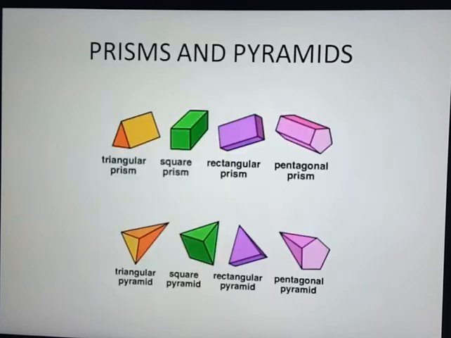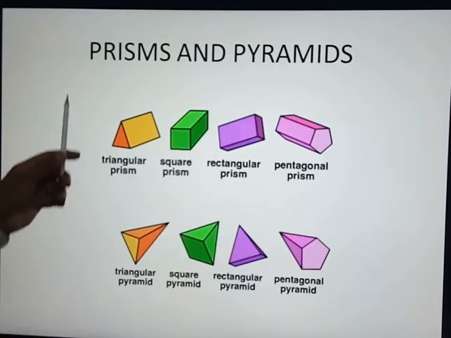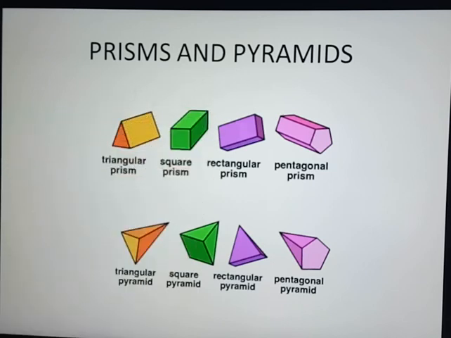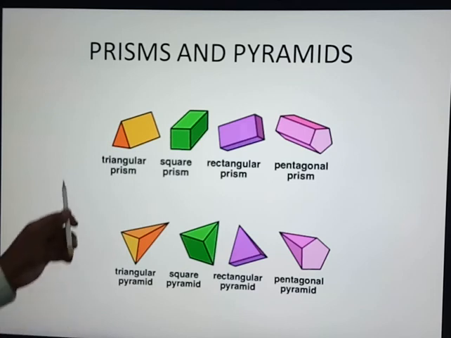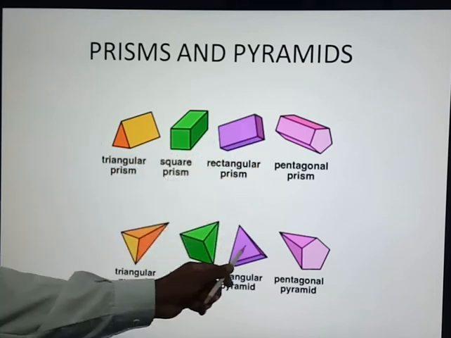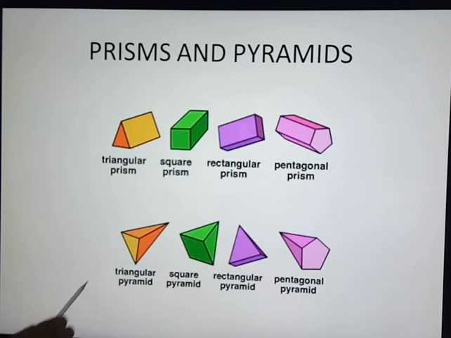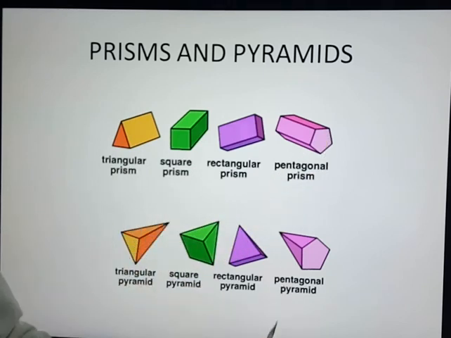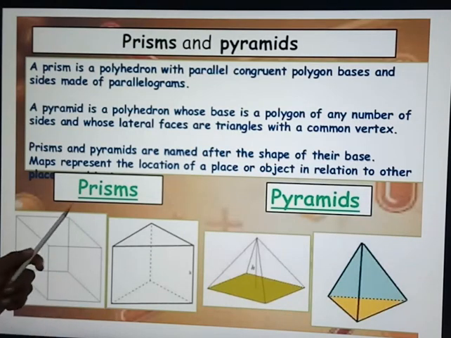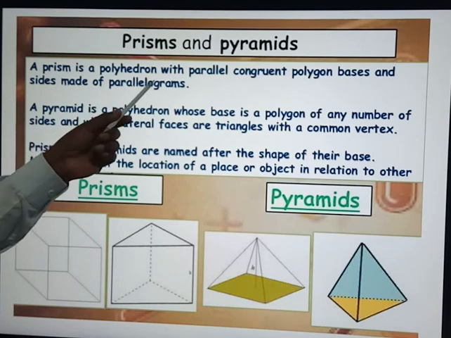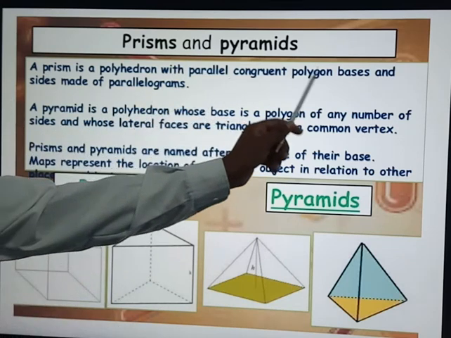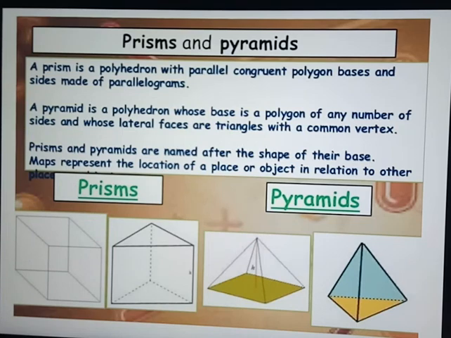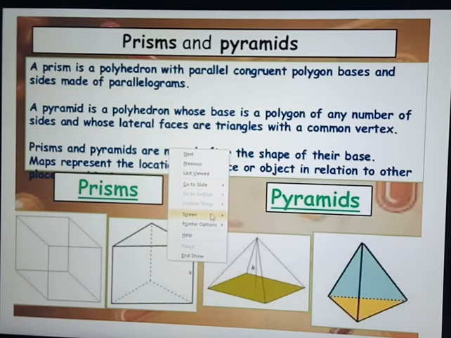Now come to another type of polyhedrons: prisms and pyramids. These types of figures we call prisms, and the others are called pyramids. What is the difference between prisms and pyramids? All the first four diagrams are prisms, and the second line are called pyramids. A prism is a polyhedron with parallel congruent bases. So this has parallel as well as congruent bases.